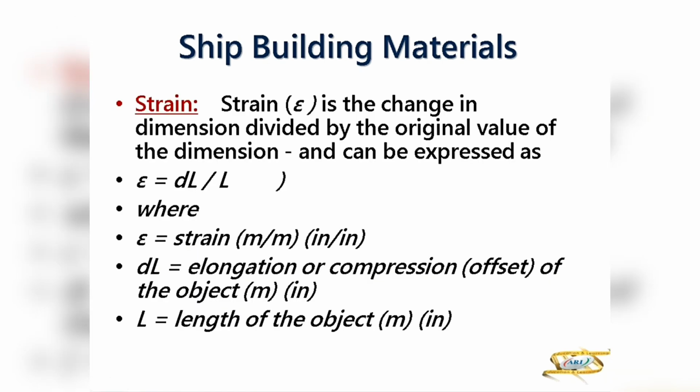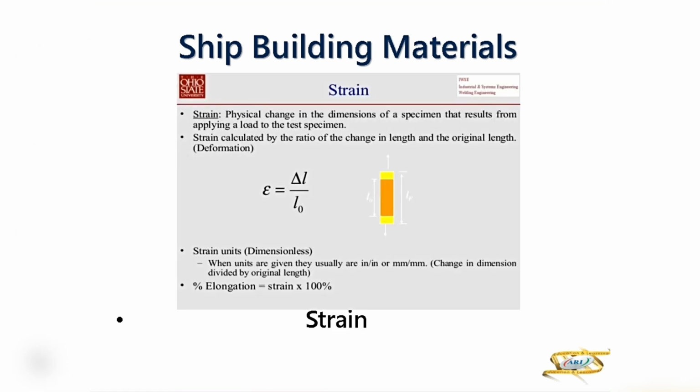Now, what is strain? Strain is epsilon, which is change in dimension divided by original length, which is delta L divided by L. You can take it meter by meter or inch by inch, so when you cancel it, you will not have any dimensions. So strain is a physical change in dimension of a specimen which results from applying a load. Here you have a change in length by original length. That's why your strain units are dimensionless. Percentage elongation is strain into 100%.